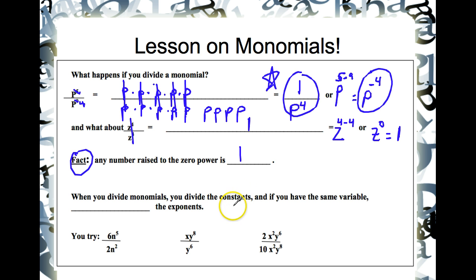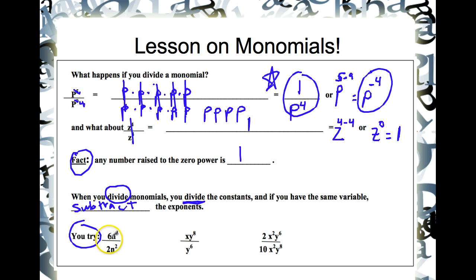So to recap, when you're multiplying monomials with a variable, you add the exponential powers, but when you're dividing, you divide any constants, and if you have the same variable, you subtract the exponential powers. So we're going to hit these You Try ones a couple of ways. If you'd like to hit pause and try them on your own, make it yours. If not, we're going to keep going.